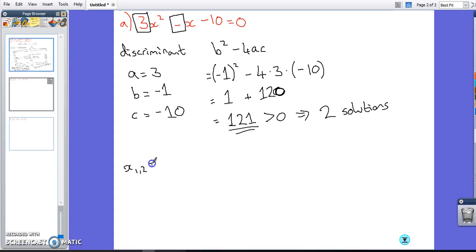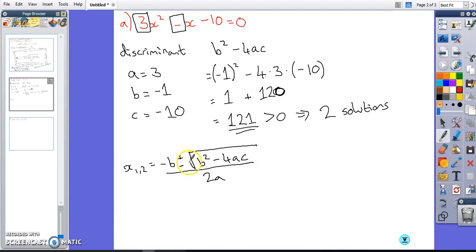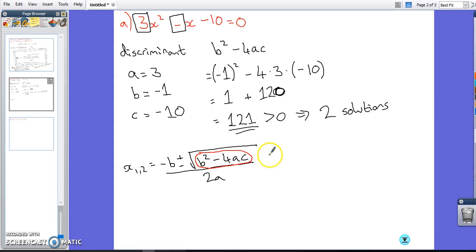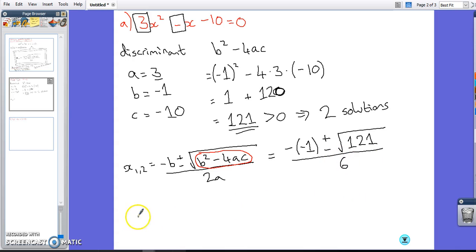Well, we have x1,2 is equal to minus b plus or minus the square root of b squared minus 4ac over 2a. And this discriminant here under our square root, we've already figured that out, so we don't need to do that again. So actually figuring out the discriminant didn't give us really any extra work. So minus b, well, that's minus 1, which will become plus 1 in our next step, plus or minus the square root of our discriminant, 121, all divided by 2a. Well, a is 3, so I need 2 times 3, which is 6. So I have 1 plus or minus the square root of 121, which I happen to know is 11, divided by 6.